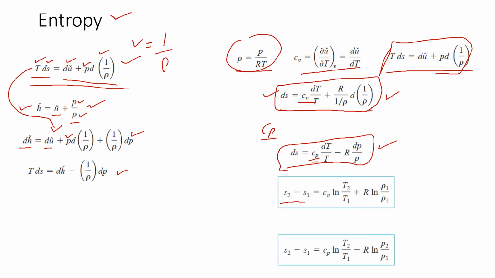This is the change in entropy at constant specific volume. This is how it is, and this is the change in entropy at constant specific pressure.